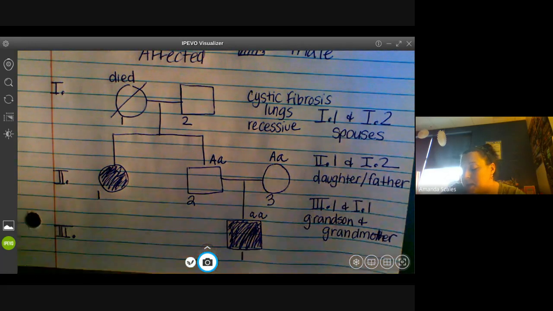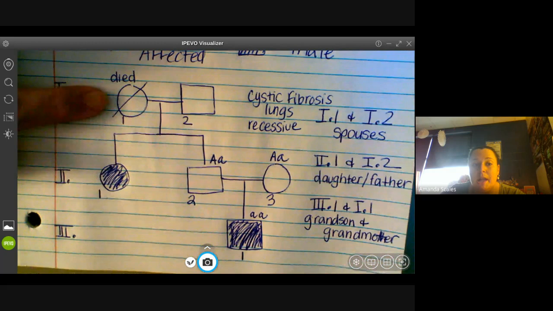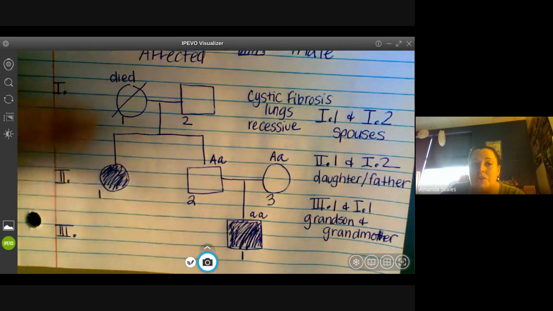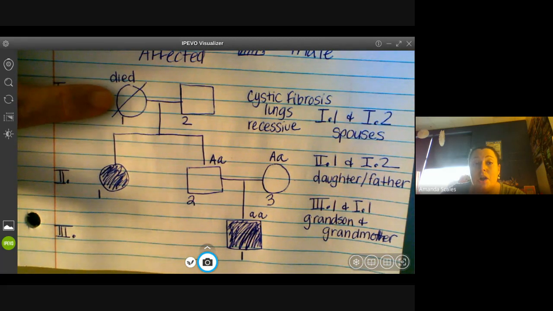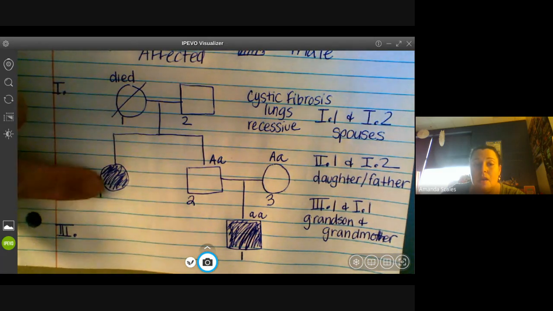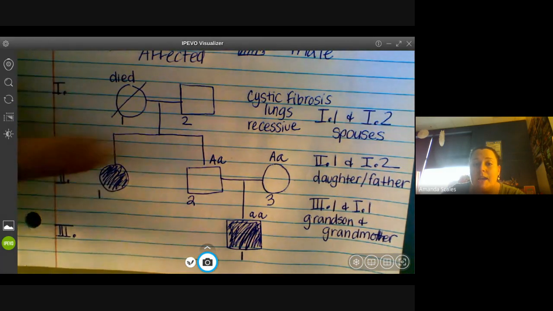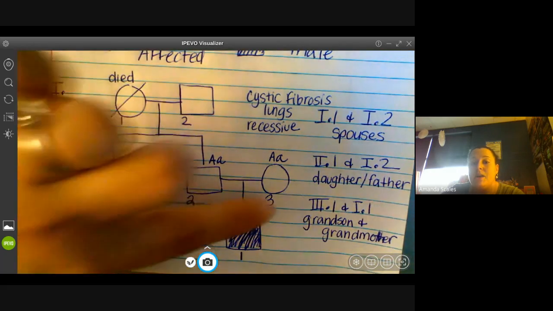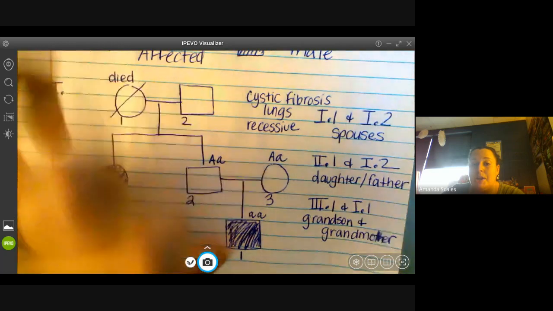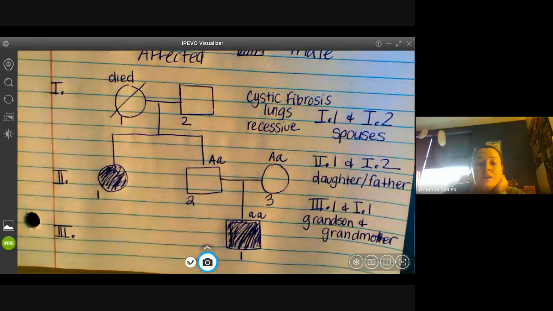If you look back at this diagram up here and their child here, you can figure out that these 2 parents are also carriers as well. That is how this girl got it too. So they're carriers, and it just happened that this son right here also married a lady who was a carrier, and they had the son with cystic fibrosis. So again, carriers mean that you have the gene for the disease, but you do not show it.